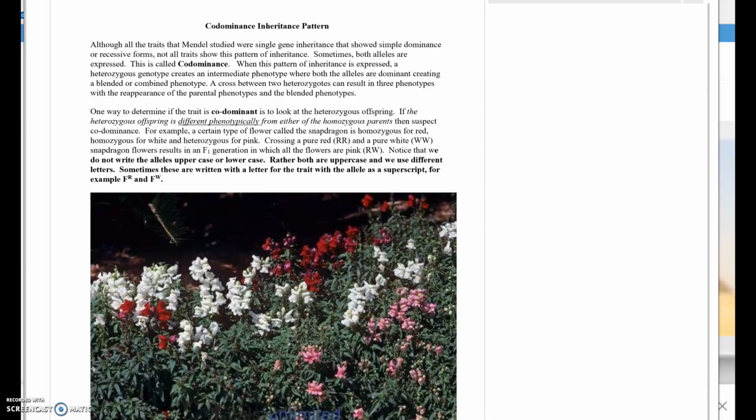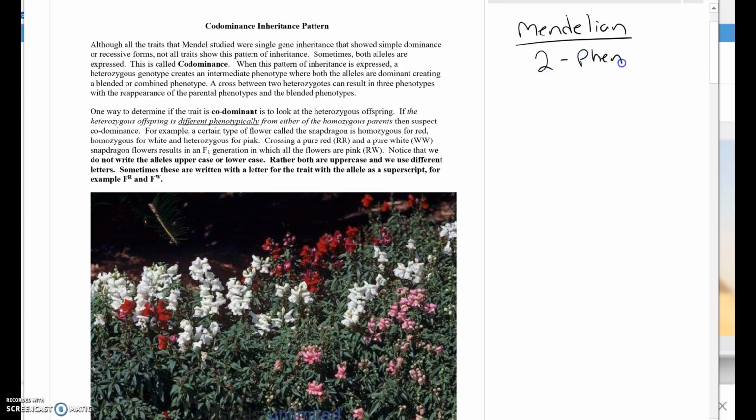This video is going to introduce the codominance inheritance pattern. So with complete dominance, or Mendelian inheritance, we were looking at traits where there are only two phenotypes, either the dominant or the recessive. Now, if we think about traits out in the real world, this is not how all traits work.